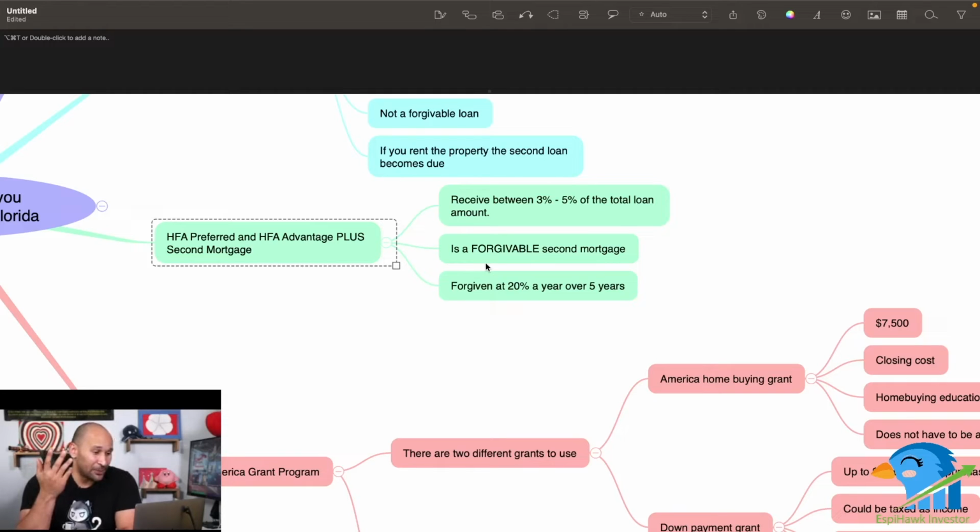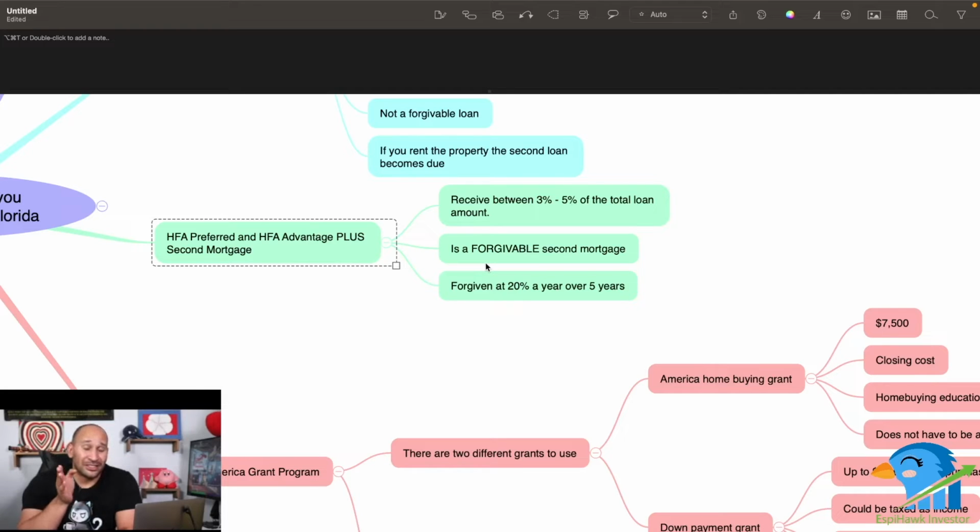Now, I didn't put it on here, but I remember reading that they had some of the same restrictions. If you were to sell the house, refinance the house, or rent the house, then the rest of it becomes due. But the nice thing is, let's say for whatever reason, in 2 years you have to sell the house, you're moving out of state. In 2 years, that would have been 40% forgiven. So in this scenario, that would have been $4,000.